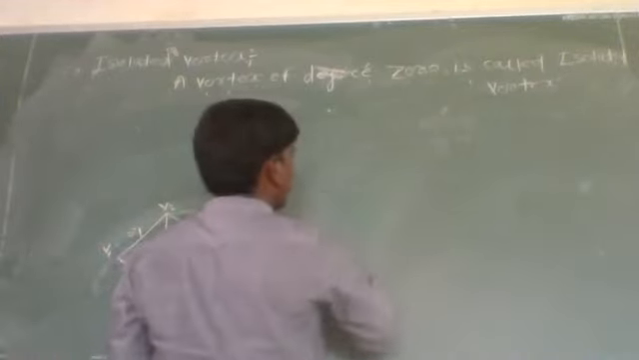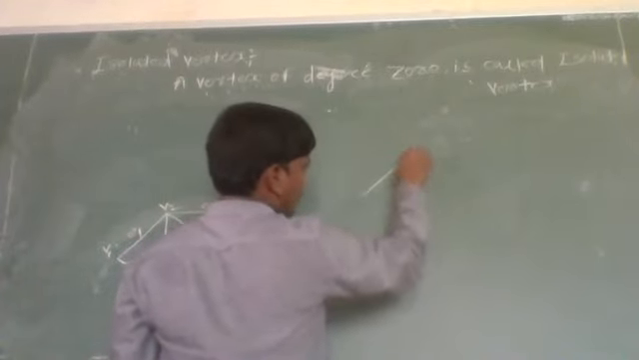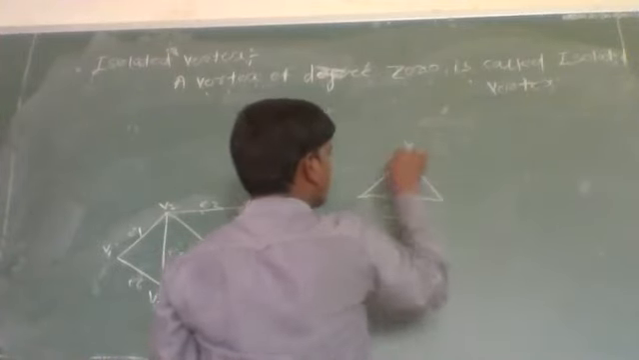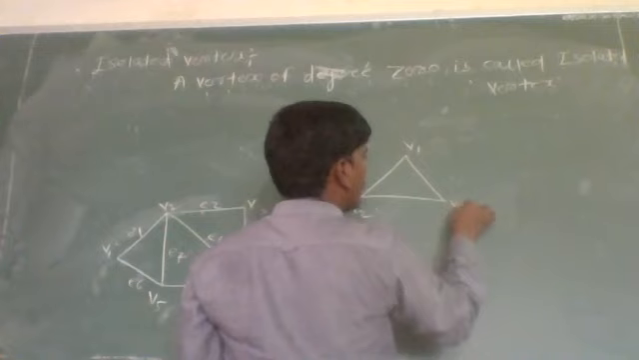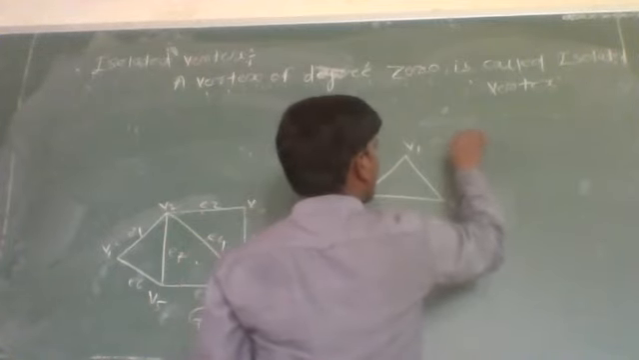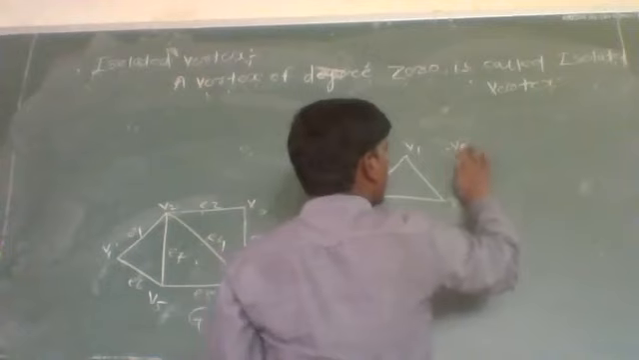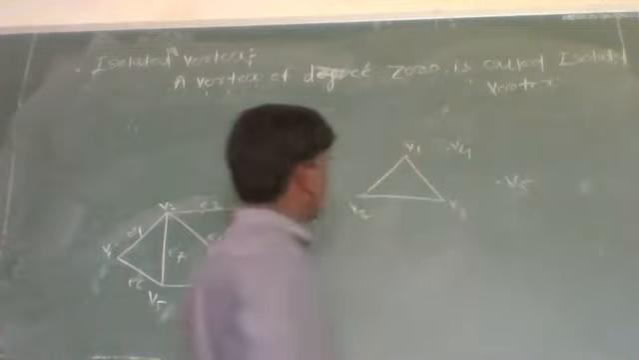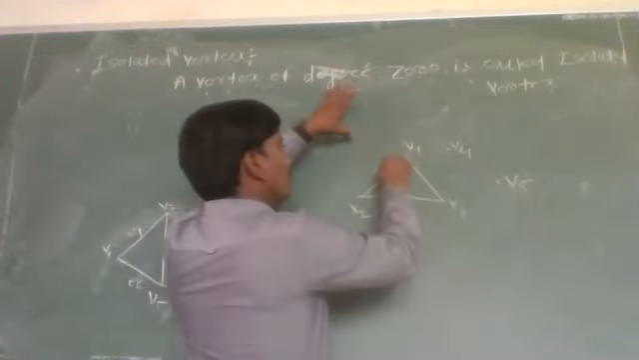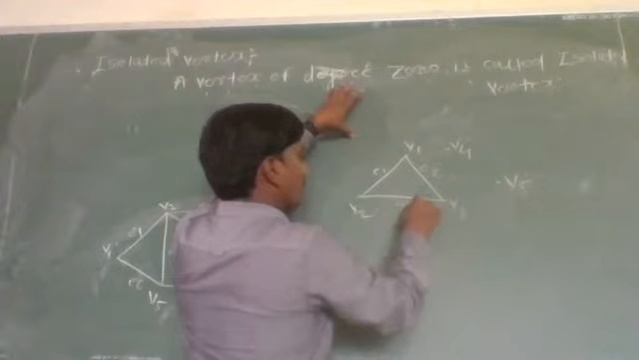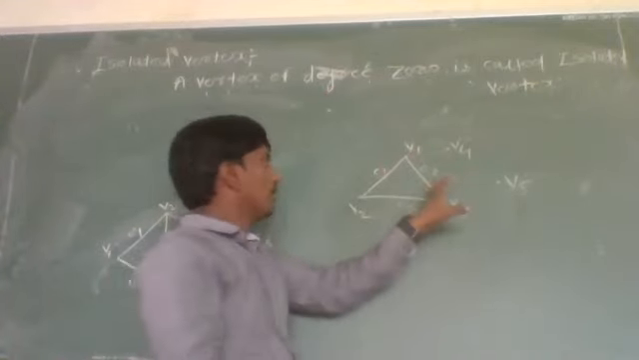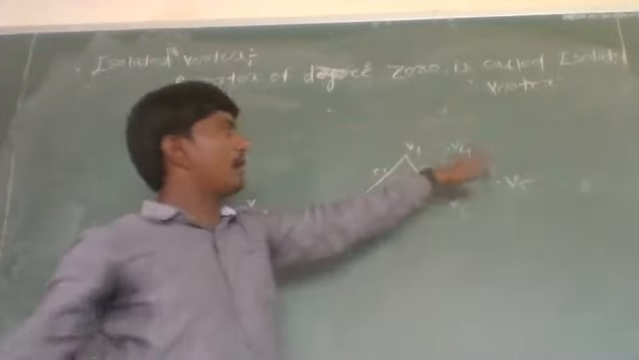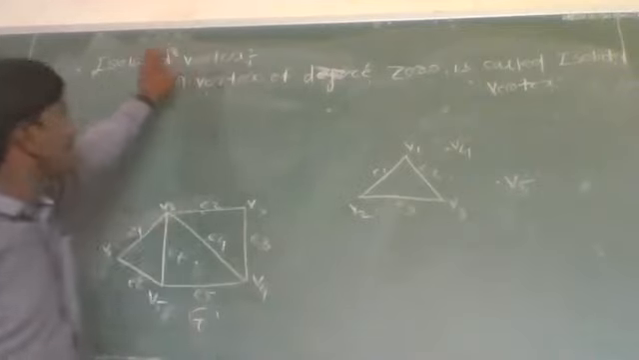So let us see another example of a graph. Here, degree of V1 is 2. Degree of V2 is also 2. Degree of V3 is also 2. But the degree of V4 and V5 will be 0. So, vertices V4 and V5 are the isolated vertices.